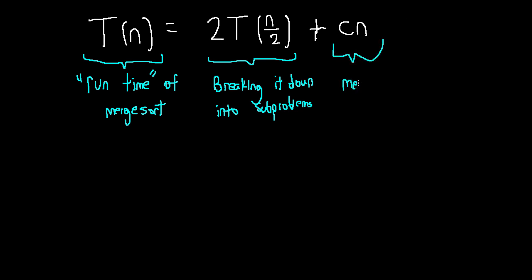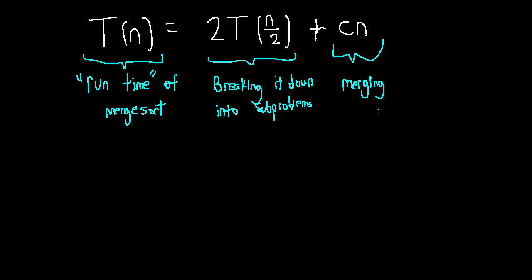The merging is going to take time, right? We saw that it has to put it all together. It has to put everything in order. That's going to take some time as well. All of this together will give us the runtime of the MergeSort algorithm. But the problem is we have T of n written in terms of T of n over 2. That doesn't tell us anything.